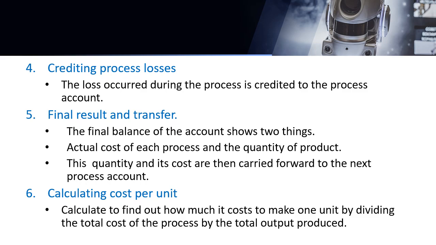Calculating cost per unit. Calculate to find out how much it costs to make one unit by dividing the total cost of the process by the total output produced. Next, Sahini will explain with an example.